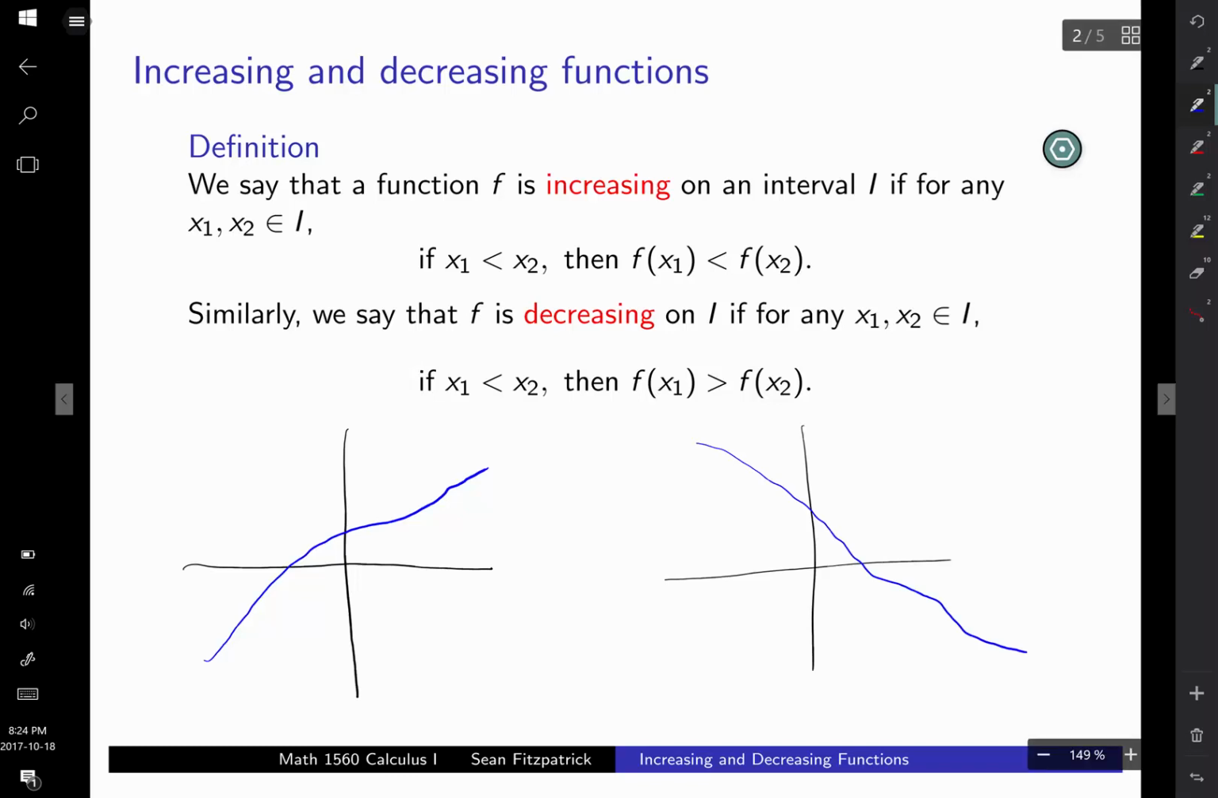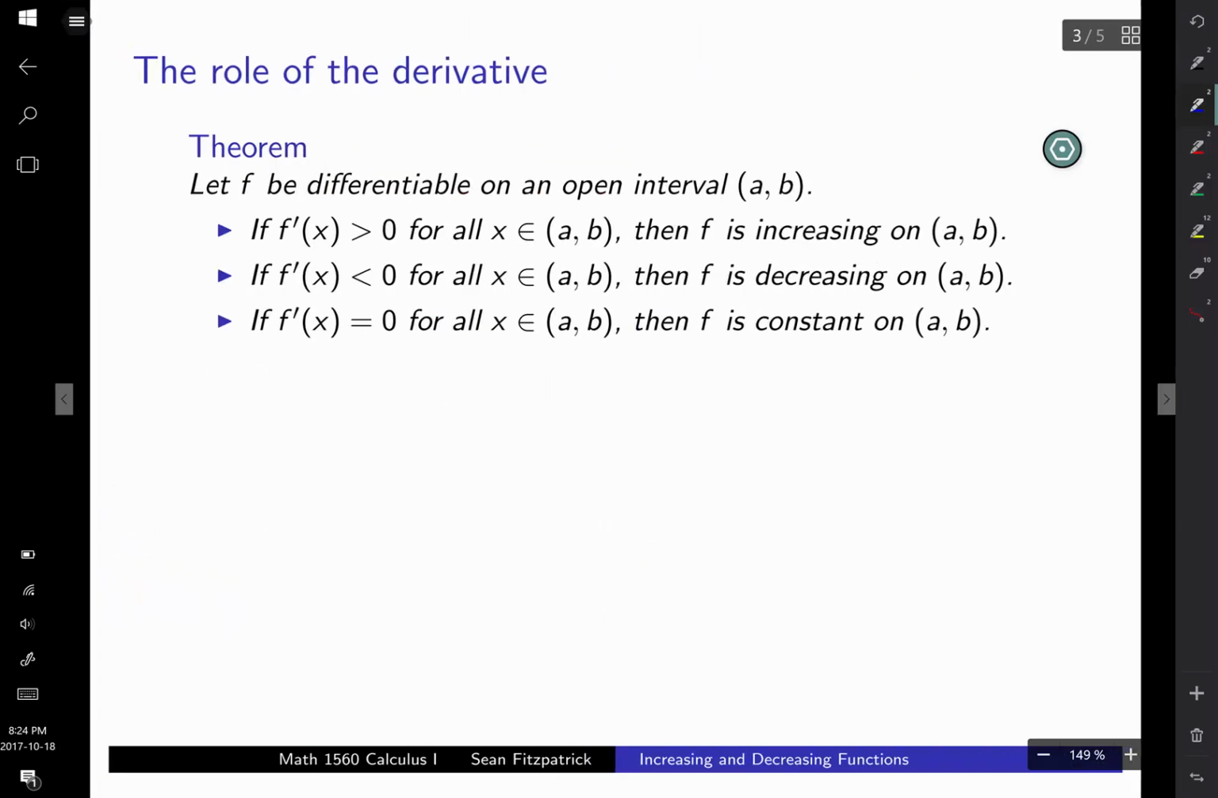So we want to tie this property of increase and decrease in to the derivative and see what the derivative has to do with increasing and decreasing functions. So what does the derivative tell us? Well, if we have a differentiable function, then the value of the derivative tells us about the behavior of the function. So in particular, whenever the derivative is positive, we know that we're looking at an increasing function. Whenever the derivative is negative, we know we're looking at a decreasing function.